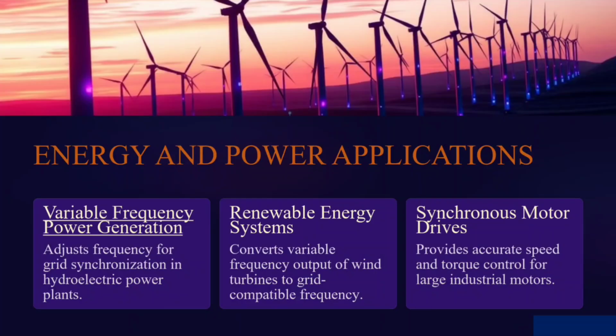Now some energy and power applications of cycloconverters. Variable frequency power generation: using cycloconverters we can easily adjust the frequency for grid synchronization in hydroelectric power plants. Then renewable energy systems: it converts the variable frequency output of wind turbines to grid compatible frequency. Then synchronous motor drives: it provides accurate speed and torque control for large industrial motors. These are the different applications of cycloconverter, and this is the introduction of cycloconverter.